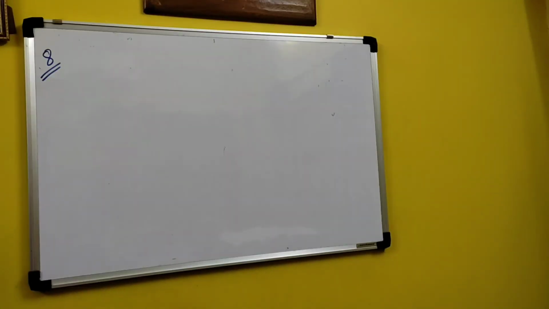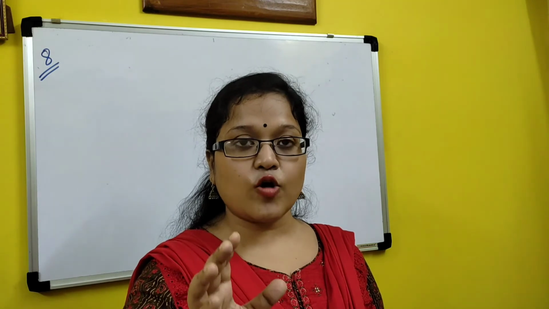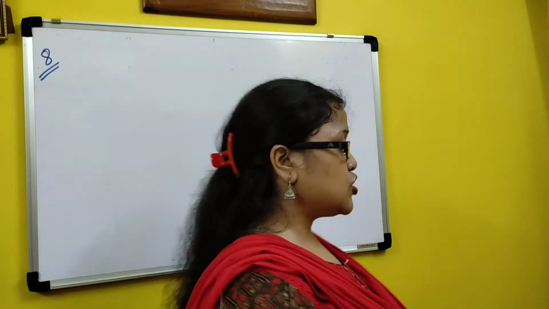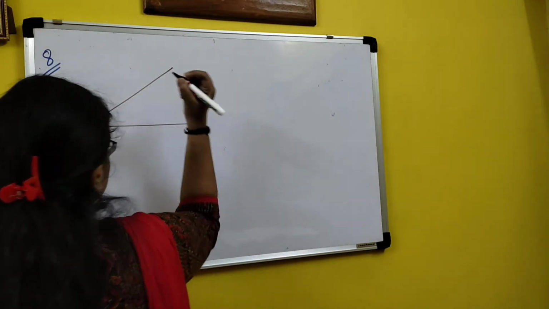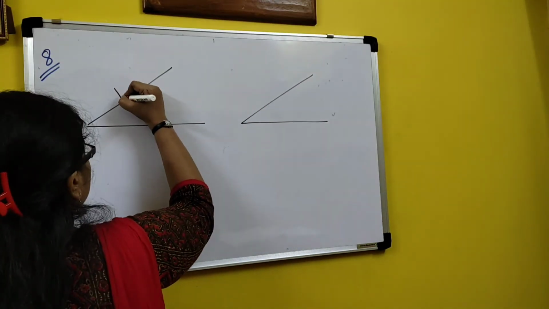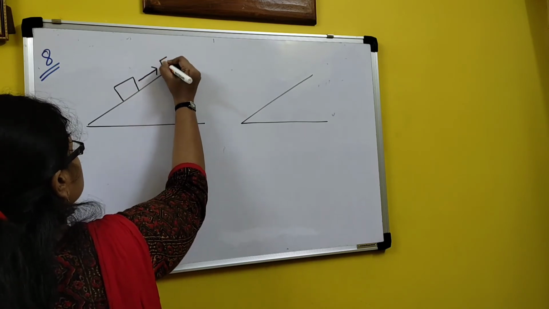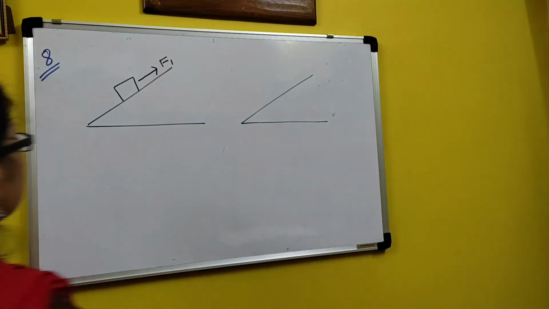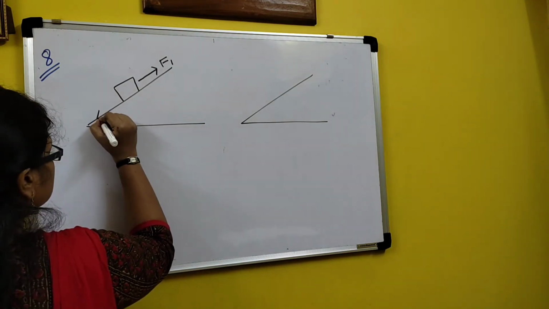So what should be the angle of inclination where the force required to move the object in the upward direction is double the force required to keep the object from sliding? So I need two diagrams side by side. This is my first diagram, this is my second diagram. In the first diagram I am showing when I am dragging my object upward with the force F1.